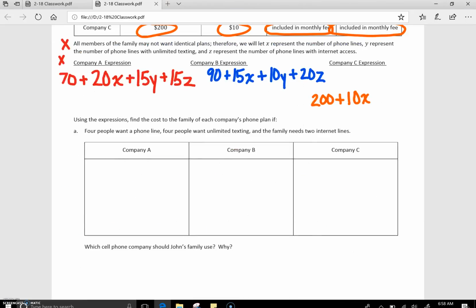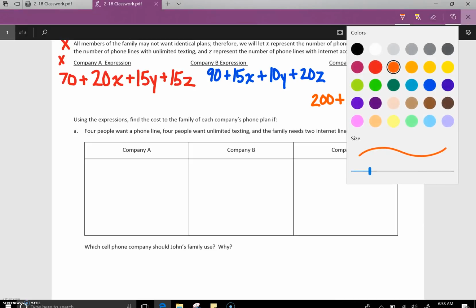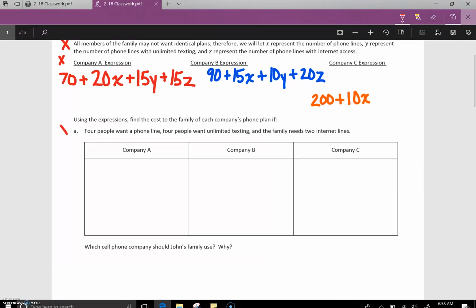Okay, so let's go ahead and try out these expressions. It says, using the expressions, find the cost to the family of each company's phone plan. If, we're looking at part A, 4 people want a phone line, 4 people want texting, and the family needs 2 internet lines. So let's check out company A. Here's how you do that. We write down our original expression.